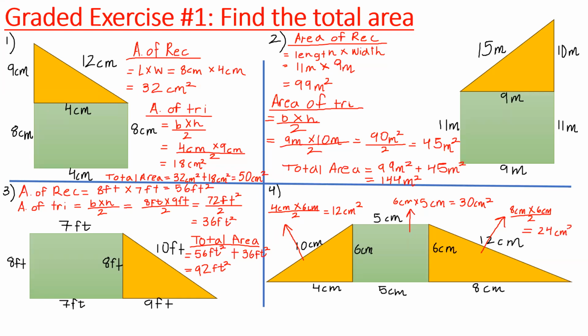All right, so what are we gonna do to get the total area? 12 centimeters squared plus 24 centimeters squared plus 30 centimeters squared, which is 66 centimeters squared. So we have to add 12 centimeters squared, that's the first triangle, right? Plus 30 centimeters squared.